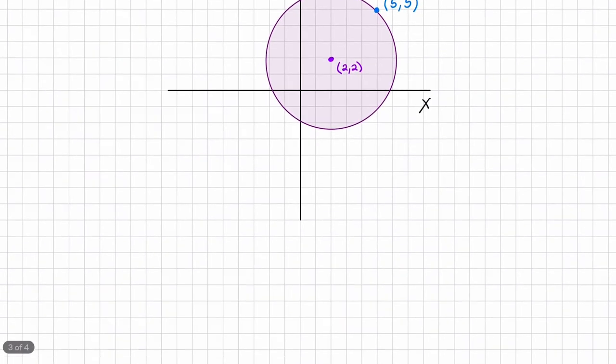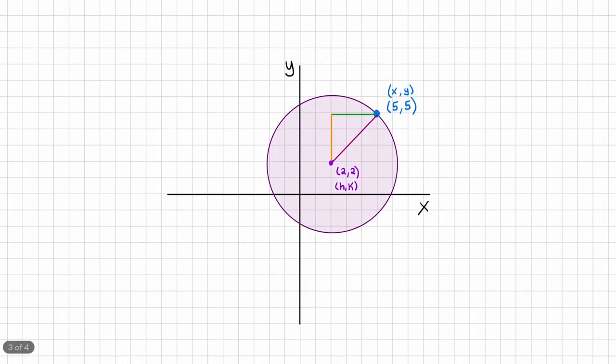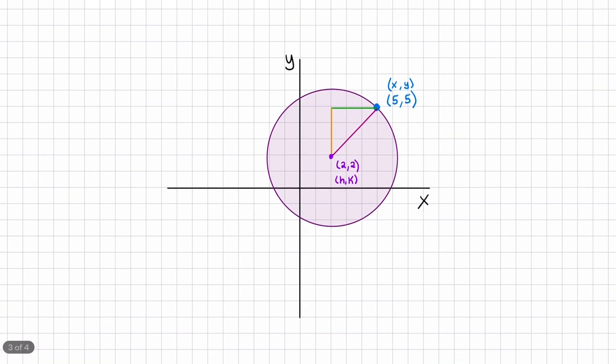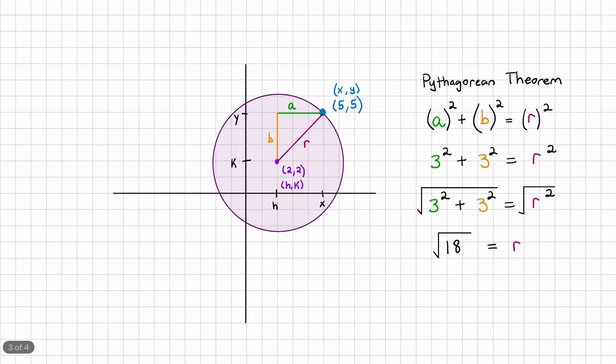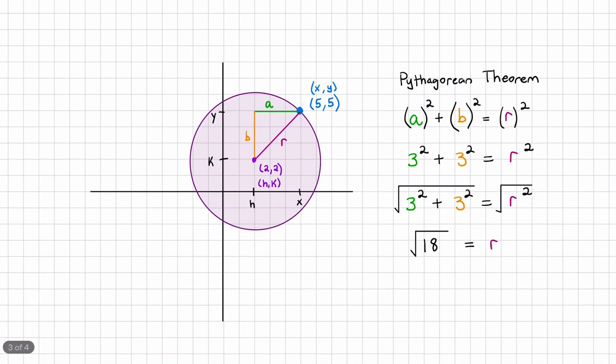Well, I'm going to try building a triangle because I want to try to use my Pythagorean theorem knowledge. So what I'm going to do is draw a line from my radius to my point (5, 5). That's nicely labeled on my circle. And then I'm just going to connect it to make myself a right triangle.